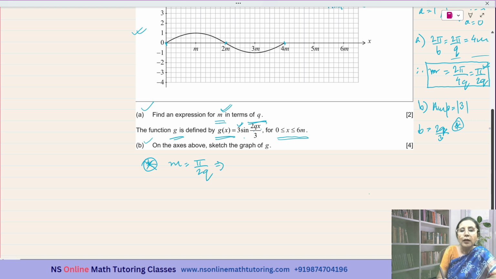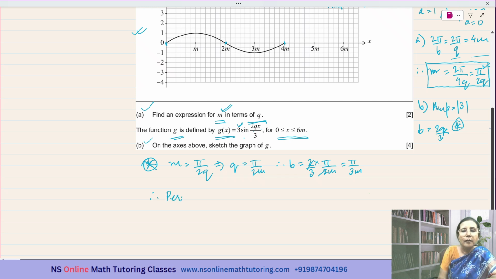Therefore, q is equal to pi over 2m. So, therefore, B is equal to 2 over 3 times pi over 2m, and these two will be getting cancelled. So it is pi over 3m.